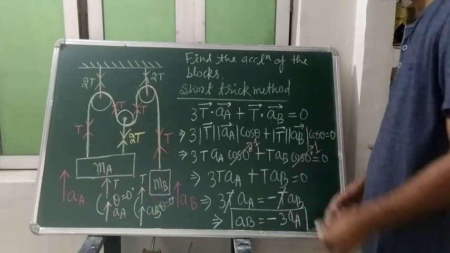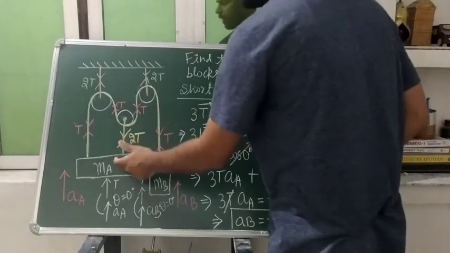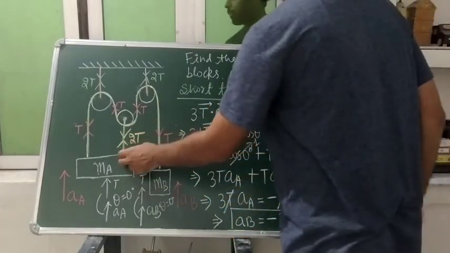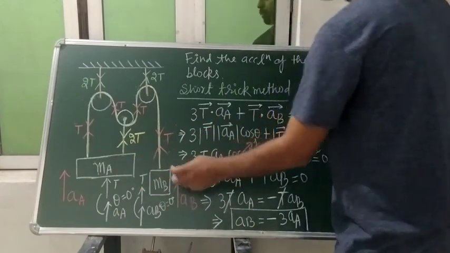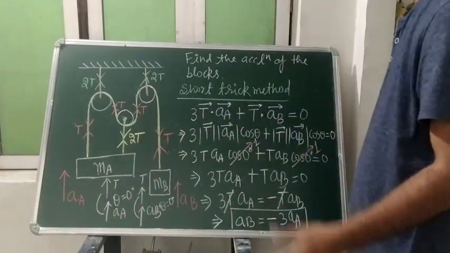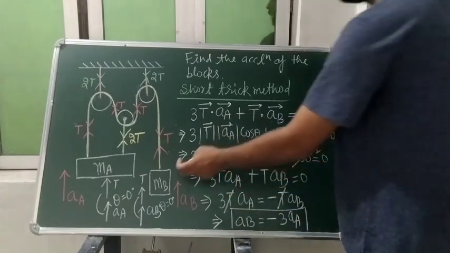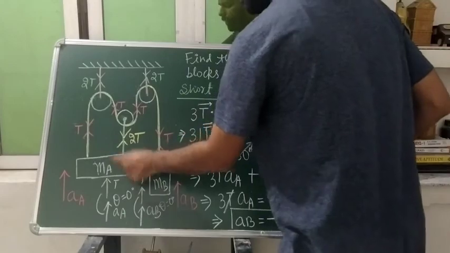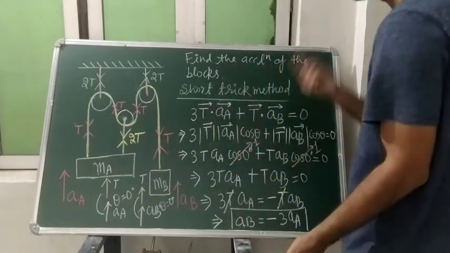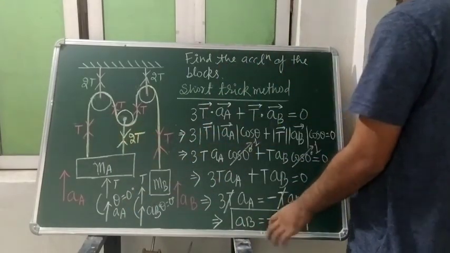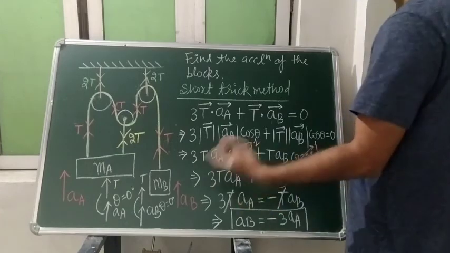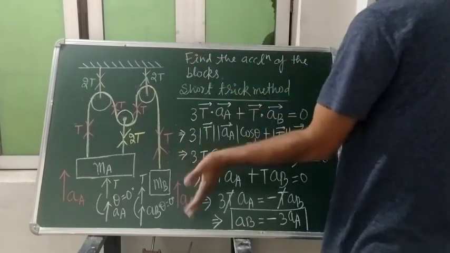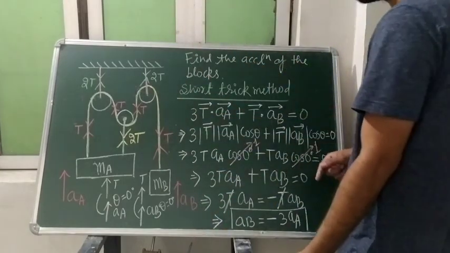So the meaning is that whatever the acceleration of block A is, one-third of that acceleration will be the acceleration of block B. Or you can say that whatever the acceleration of block B is, 3 times of that will be the acceleration of block A. And they will be in opposite directions, because the negative sign is coming. So the negative sign is telling you that your assumption is wrong. They will not be in the same direction, they will be in opposite directions.